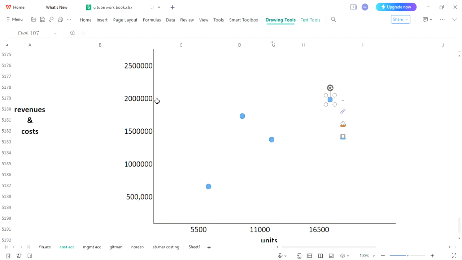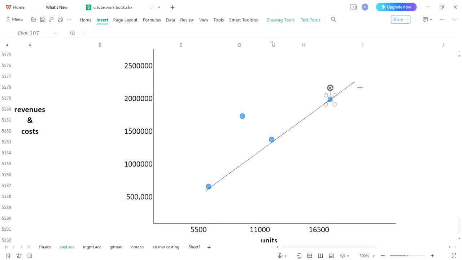Okay guys, we have all of our 3 points for our revenue, and there might be some adjustment needed because I am making it manually. Let's see if we have got the straight line. Now the next step is to put a line which will be joining these 3 points.